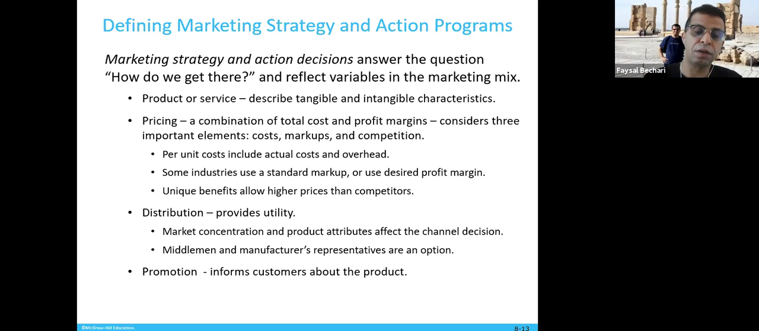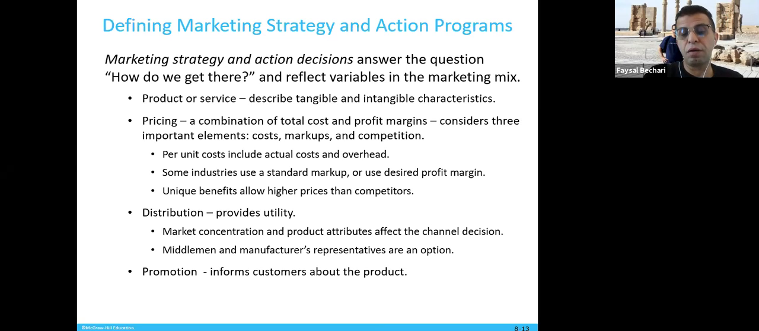They always want to make 20% or 30% or 40% profit, or they want to do a markup of a certain price. Now, a unique benefit allows higher prices than the competitors. If you have a product that's unique and you're targeting a niche market, you're allowed to have higher prices. Otherwise, your prices should match everybody.